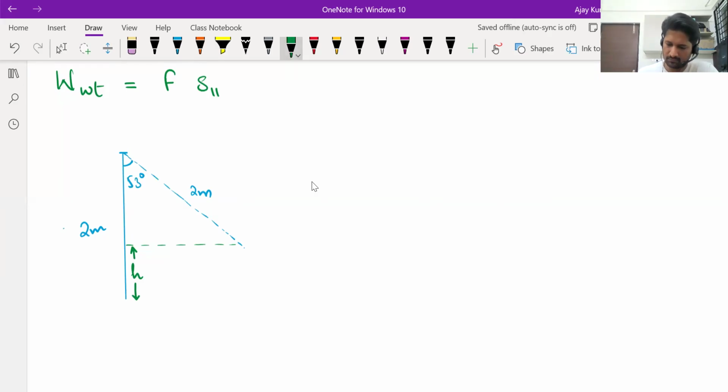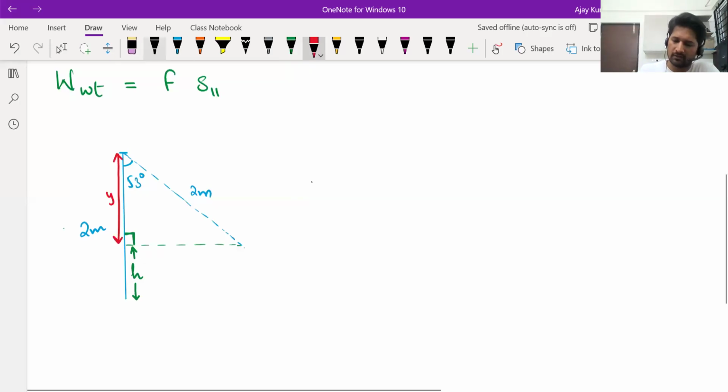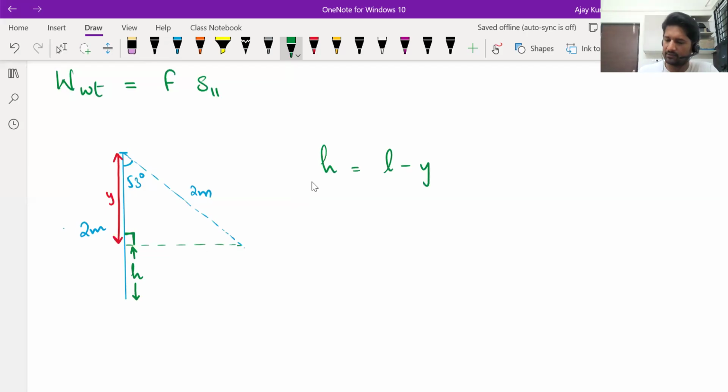Cos. Okay. See, you see a right angle triangle forming here. You have to make use of that. Basically, the idea is that that height is the total length, 2 meters, minus this length. Let's call this as y. So h, the height that we are looking for, becomes the total length minus that length y. Okay, Pawan and Rishi, is this clear?